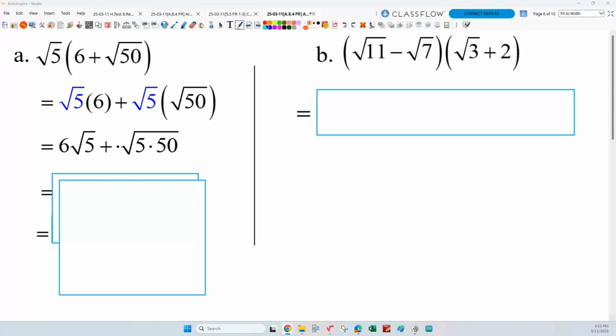So we would have made that plus, I'm just going to do this. I'm just going to replace that square root of 50. I don't want to do it that way. Let's do this.